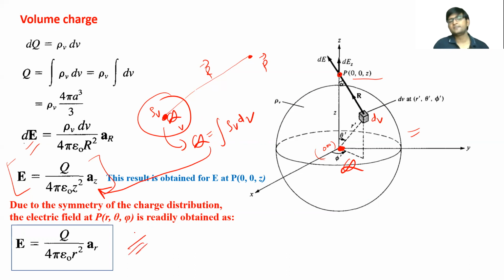Since this is spherically symmetrical, for volume charge cases distributed over spherical surfaces or spherical volumes, we will be using a spherical coordinate, and this aR will represent the radial direction from that particular volume charge at which we are calculating our electric field.